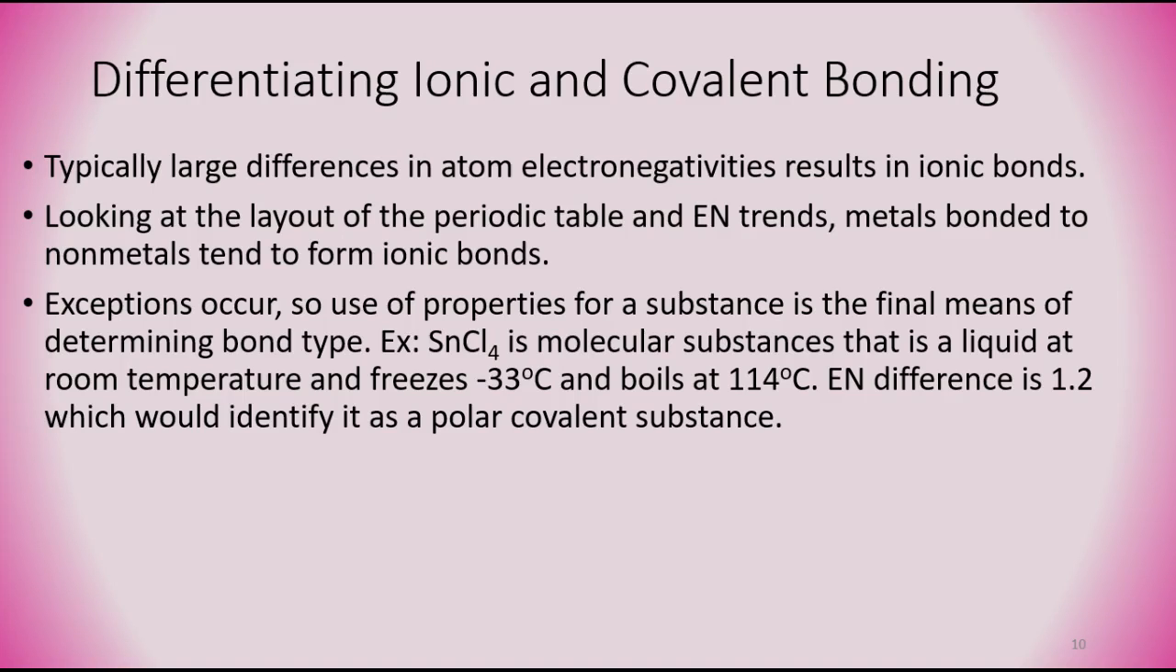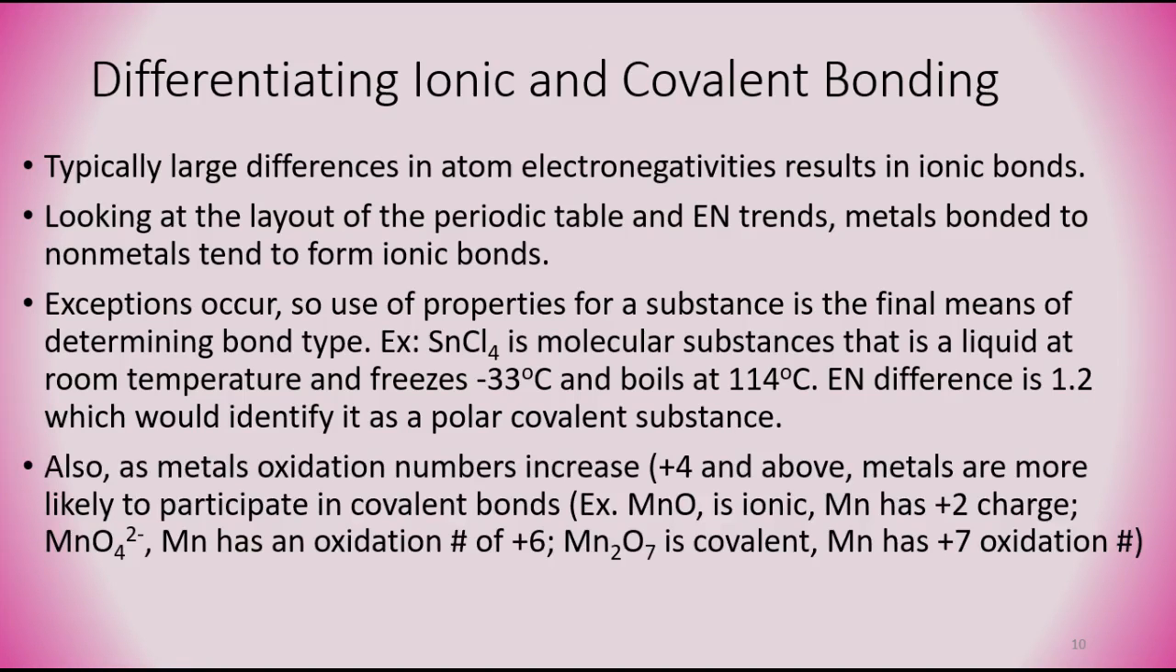Tin is a metal and chlorine is a nonmetal, so if you just looked at that, you might say, oh, maybe that's ionic. But again, we see from its properties that it appears to be exhibiting characteristics of a molecular substance. Ionic compounds are going to be solid at room temperature, and this is not. If you look at the electronegativity difference, you can see that they're actually fairly close, and that's why we see molecular covalent bonding rather than ionic.